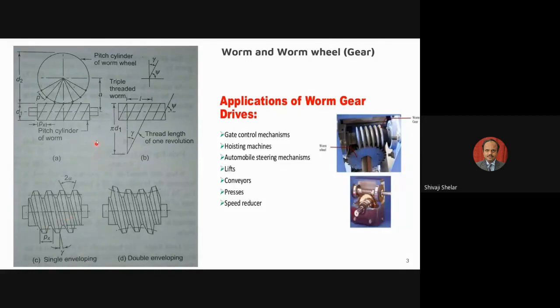Now in this, there are certain concepts like the pitch cylinder. If you have a normal screw, the normal diameter is the pitch diameter. Now this is not the real pitch diameter; this is the reference pitch diameter. This is known as D1, and this is your D2, the pitch diameter of your worm wheel or worm gear. That is the reference pitch diameter.